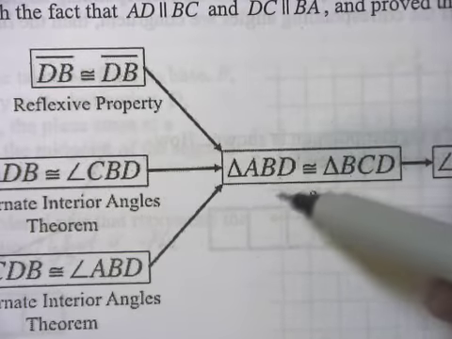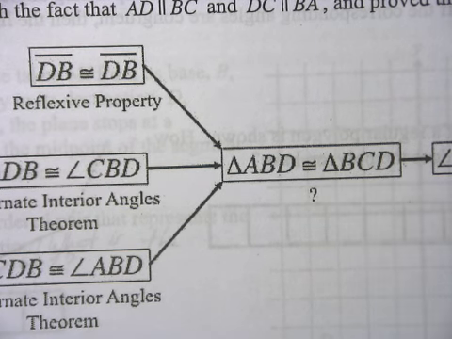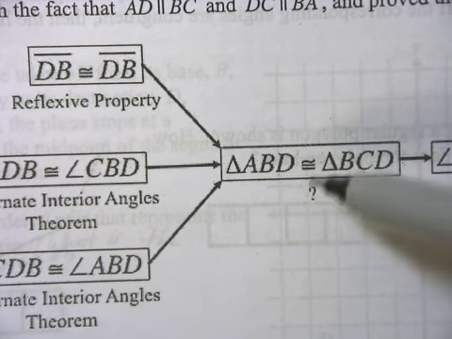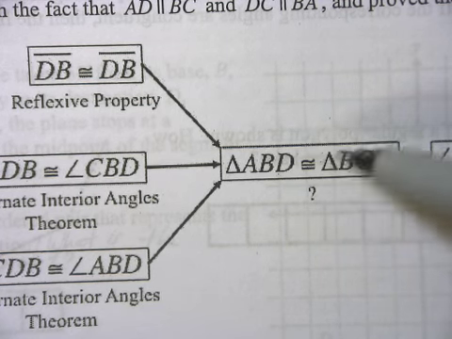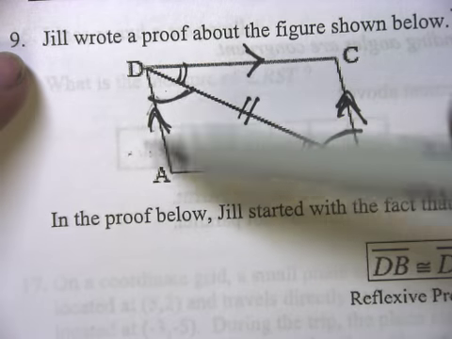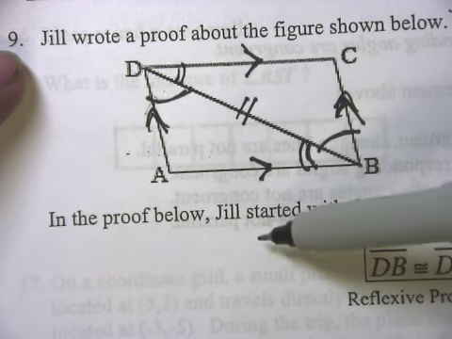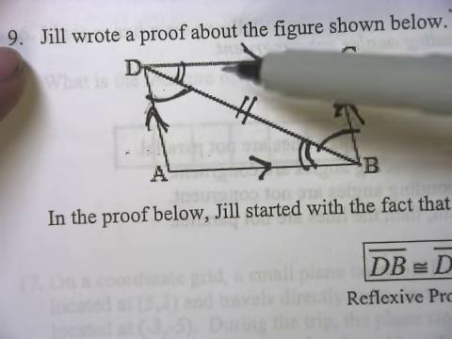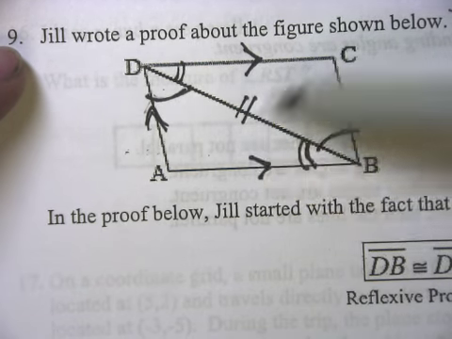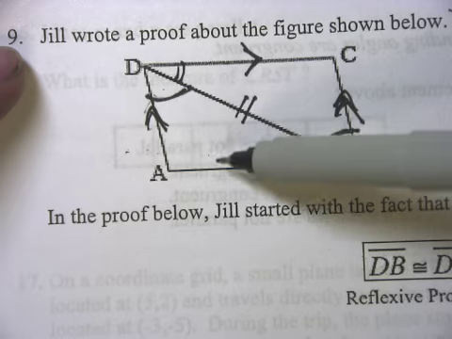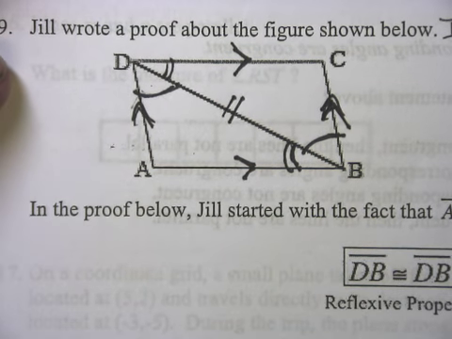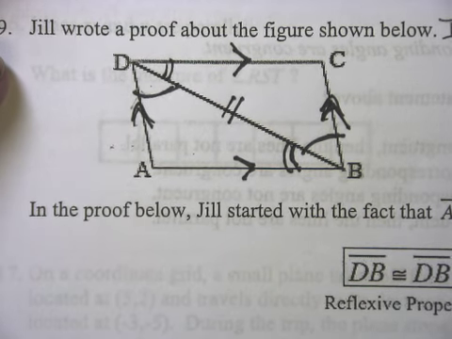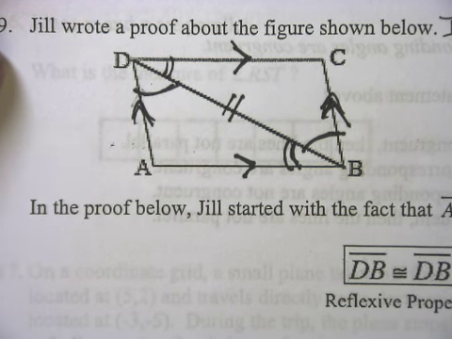And the question asks me, which of the following correctly replaces the question mark in her proof that says triangle ABD is congruent to triangle BCD. So they're saying, how can I prove that these two triangles are in fact congruent? And the answer is looking at you dead in the face. And that is the last question for the Chapter 4 assessment.